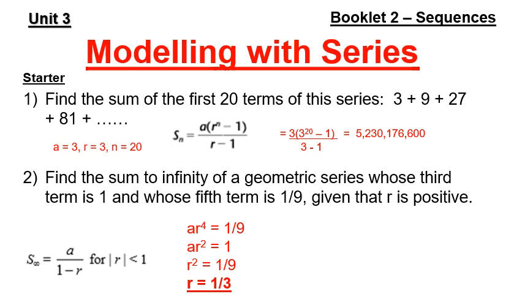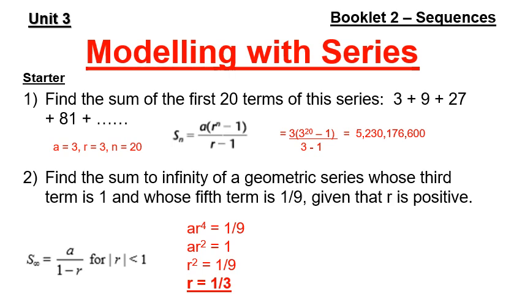Question 2, the third term is 1. So that's ar squared is 1. The fifth term is a ninth. The fifth term is ar to the 4, which is 1/9. And we can solve them as simultaneous equations by dividing them. If we divide them, the a's will cancel, and r to the 4 divided by r squared is r squared.